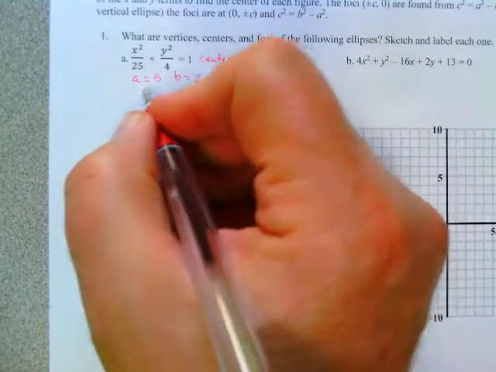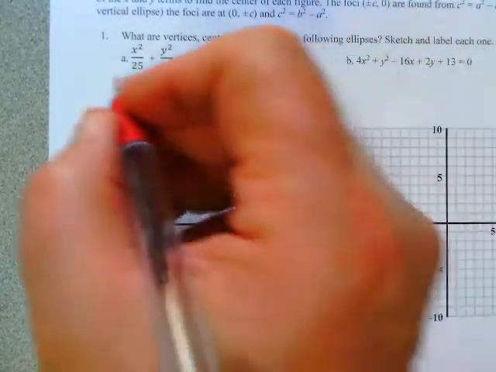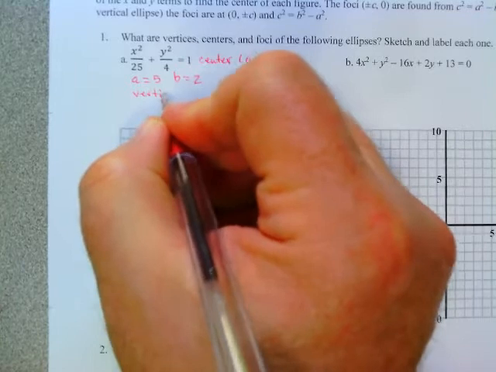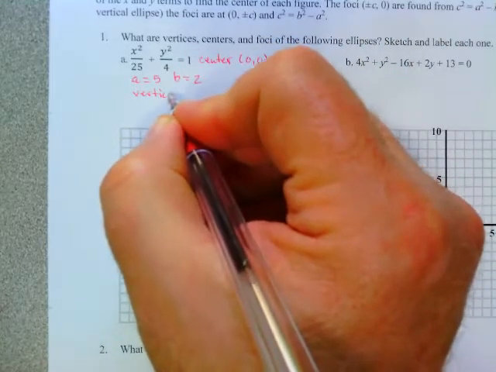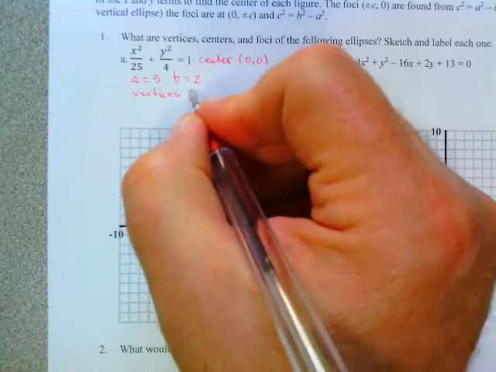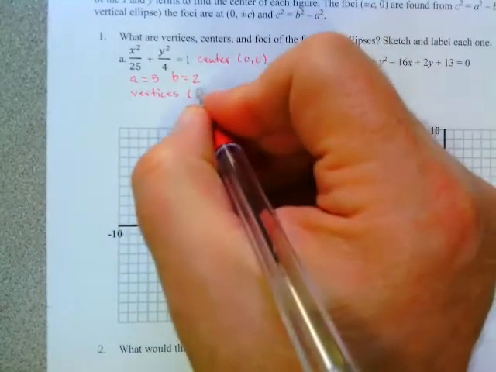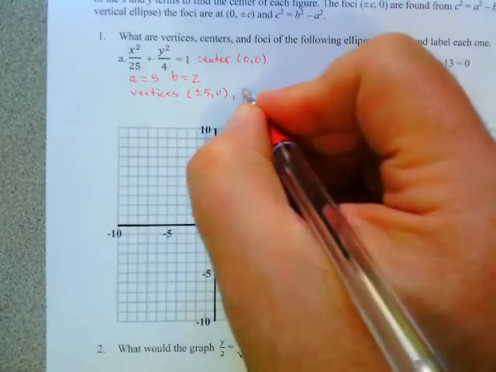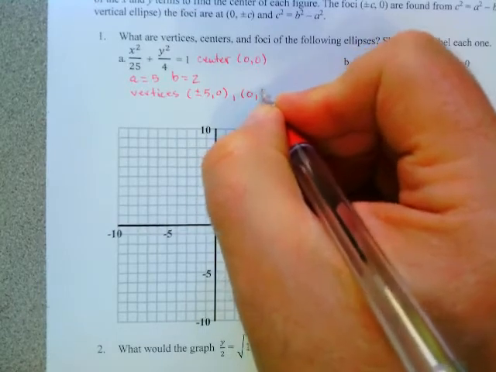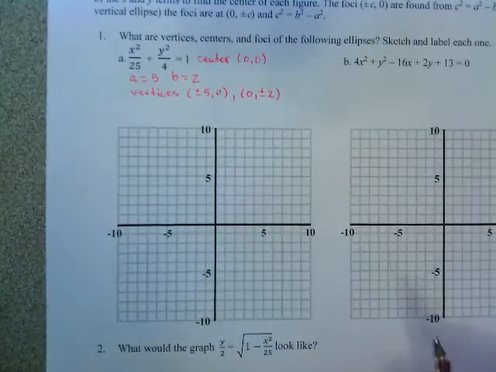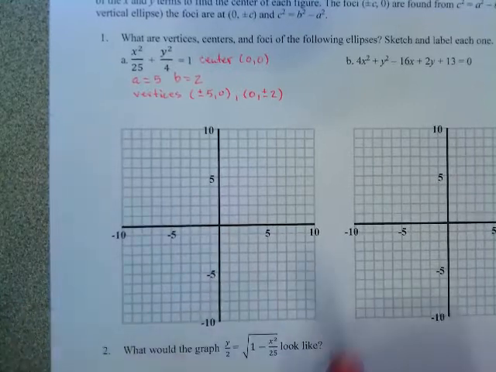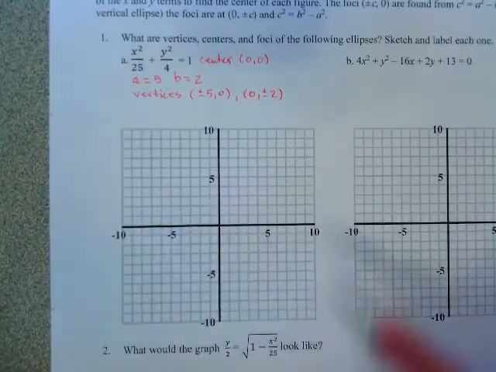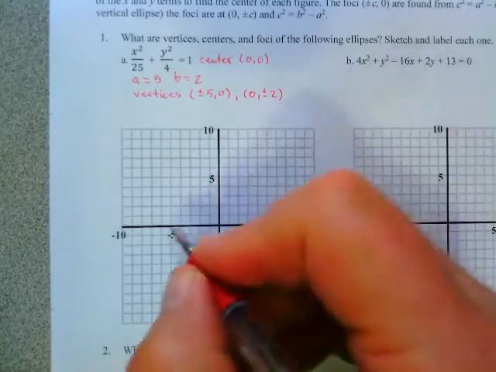So I know that the center is there, but at the same time, I'm going to call these vertices. They're not really vertices because they're not endpoints, but I know that plus or minus 5, 0 will be 2 of the points, and 0, plus or minus 2 will be 2 more points that this ellipse has to go through. So basically I went 5 this way, 5 that way, 2 up and 2 down will be some of my points. So I'm going to go ahead and put them in.